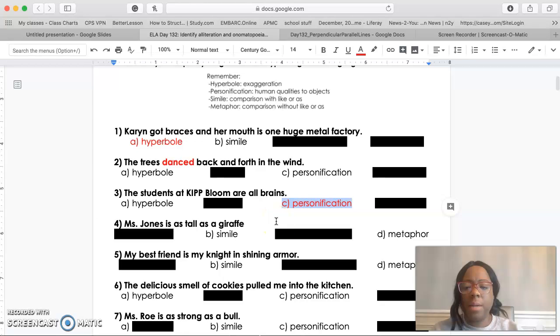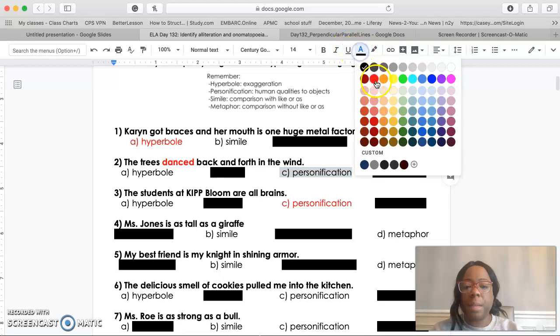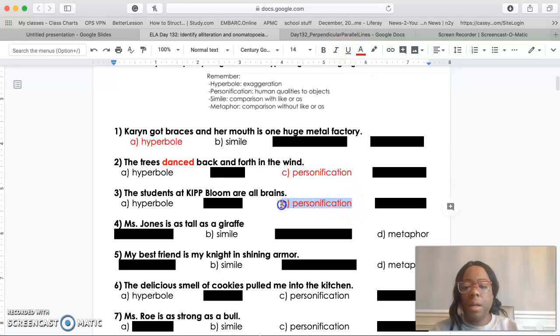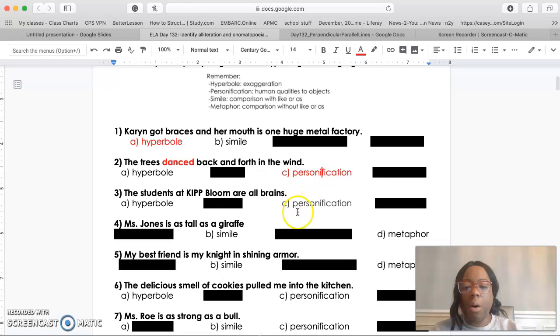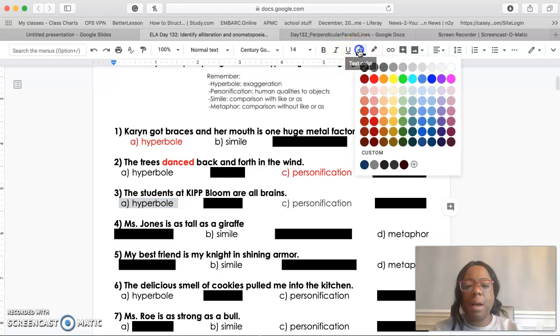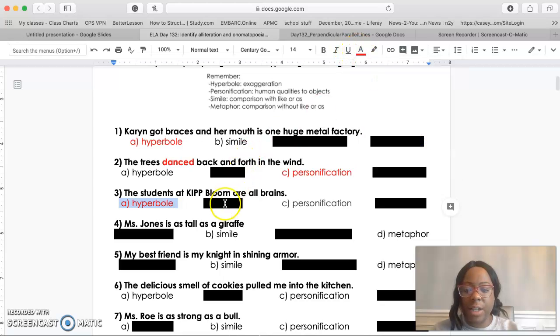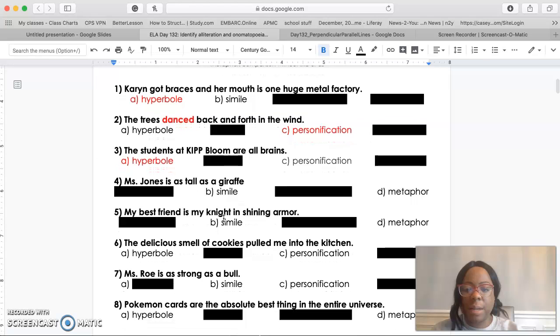Number 3. Made a mistake. Let's take it back. The students at Kip Bloom are all brains. So we know that personification has to do with an object having human qualities, but Kip students are humans. So we know that this is an exaggeration because how can somebody be all brains? You got to have legs, you got to have feet, all those different kinds of body parts.